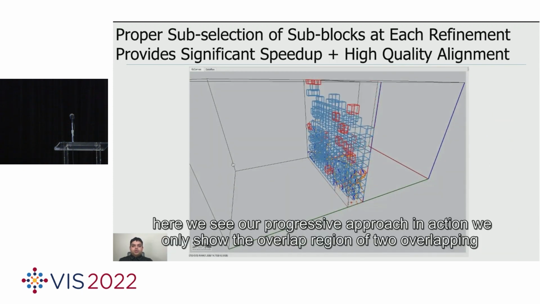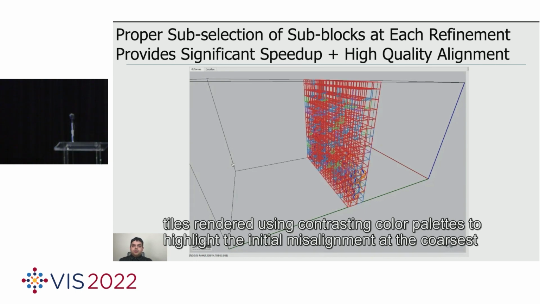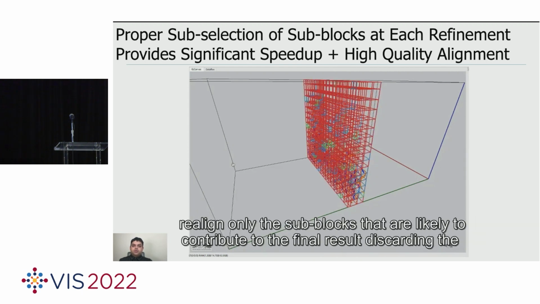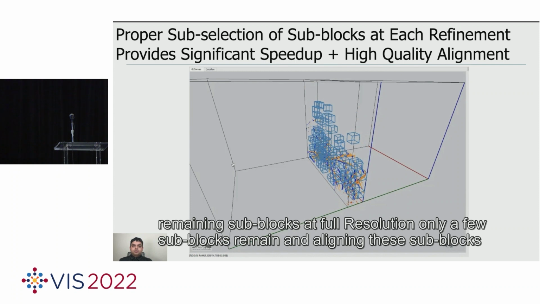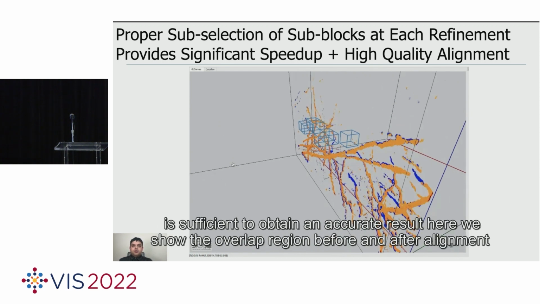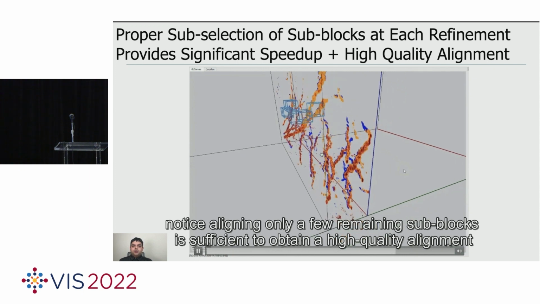Here we see the progressive approach in action. We only show the overlap region of two overlapping tiles, rendered using contrasting color palettes to highlight the initial misalignment. At the coarsest resolution level, we align all subblock pairs, and with each refinement in resolution, we identify and realign only the subblocks that are likely to contribute to the final result, discarding the remaining subblocks. At full resolution, only a few subblocks remain, and aligning these subblocks is sufficient to obtain an accurate result. Here we show the overlap region before and after alignment. Notice aligning only the few remaining subblocks is sufficient to obtain a high quality alignment.